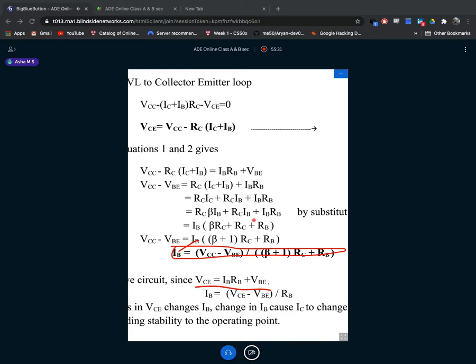So we are ending with a decrease in IC. This increased value of IC is nullified because of this negative feedback. Thereby, stability is achieved in this collector to base bias circuit.